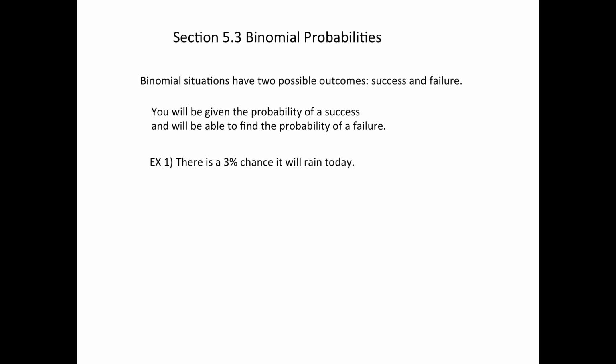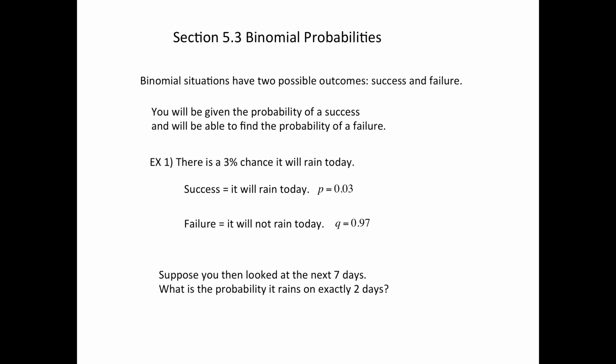So for example, there's a 3% chance it will rain today. So success, it will rain today. 3% chance, or in binomial probabilities, we call that p equals 0.03. Failure, it will not rain. What are the chances of that? 97%. And failure, we use q for failure.